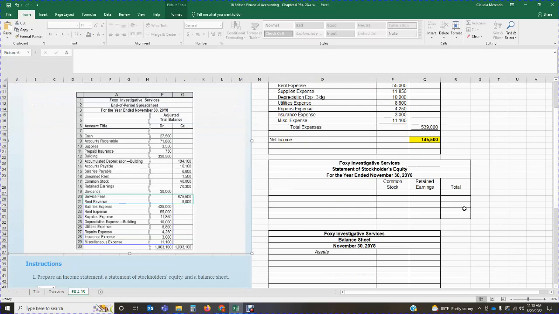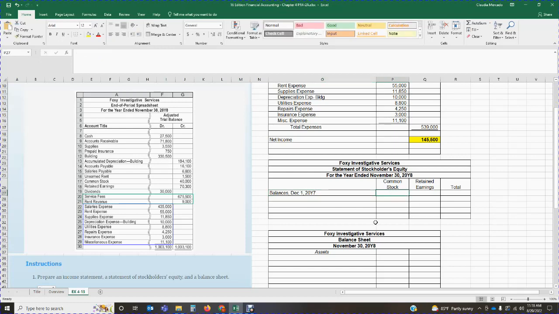Okay? So, in our statement of stockholders' equity, we always begin with our balances. Okay? Remember, if it's a brand new business, you're not going to have a balance. But in this case, we've already been in business for a couple of years. So let's put in our balances as of December the 1st, 20Y7. Okay.